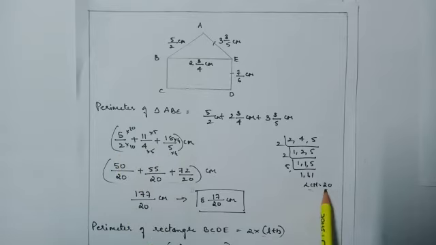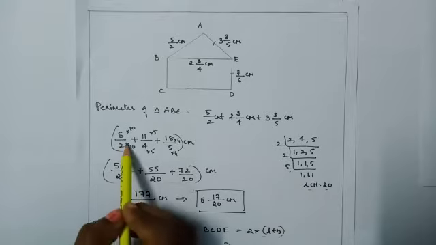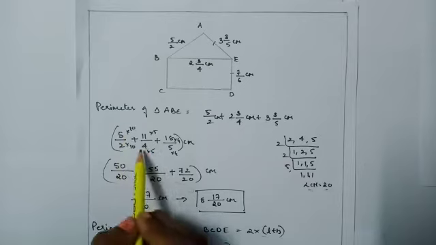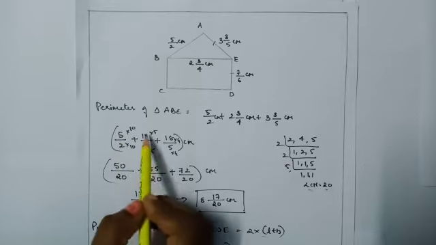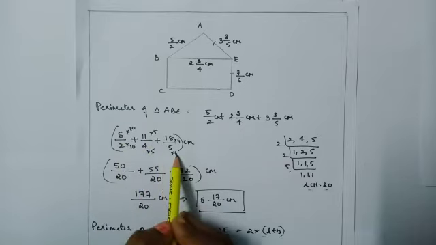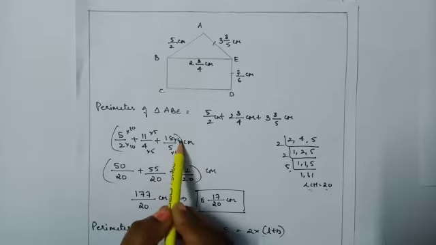The LCM is 20. So 2 10s it will be 20, so same into 10 in the numerator. 4 5s it will be 20, so same into 5 in the numerator. 5 4s it will be 20, so same into 4 in the numerator.